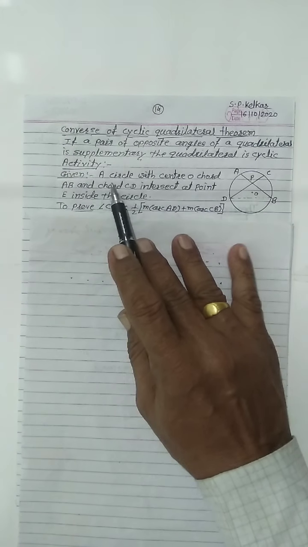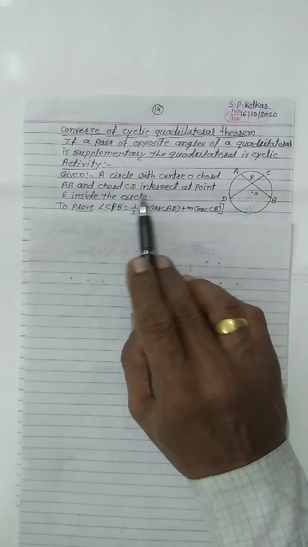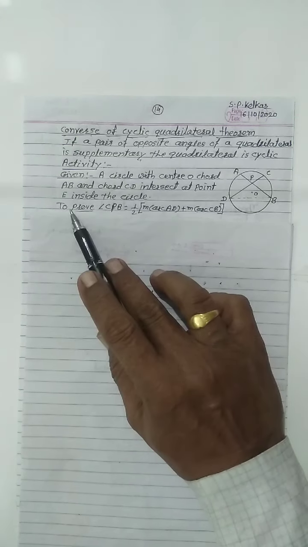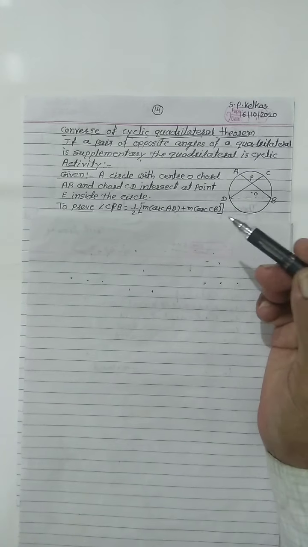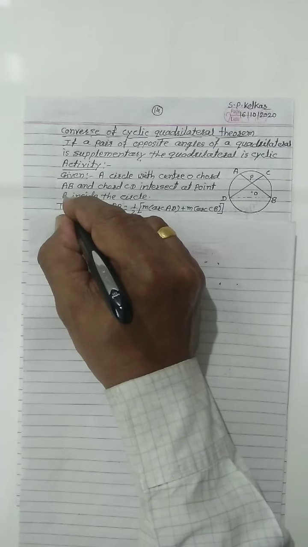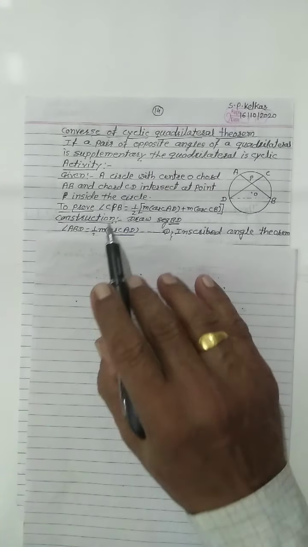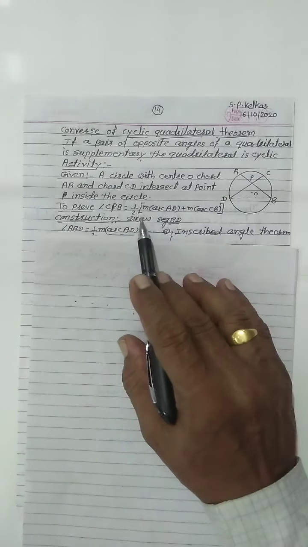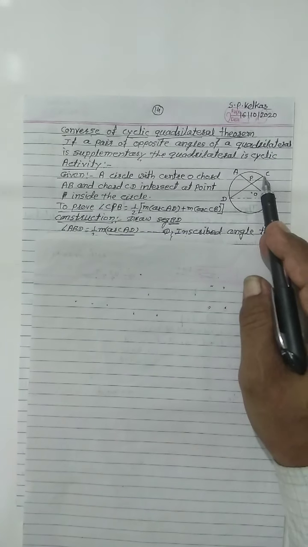See the activity given. A circle with center O, chord AB and chord CD intersect at point P inside the circle. To prove: angle CPB equals 1 by 2 of the measure of arc AD plus the measure of arc CB.